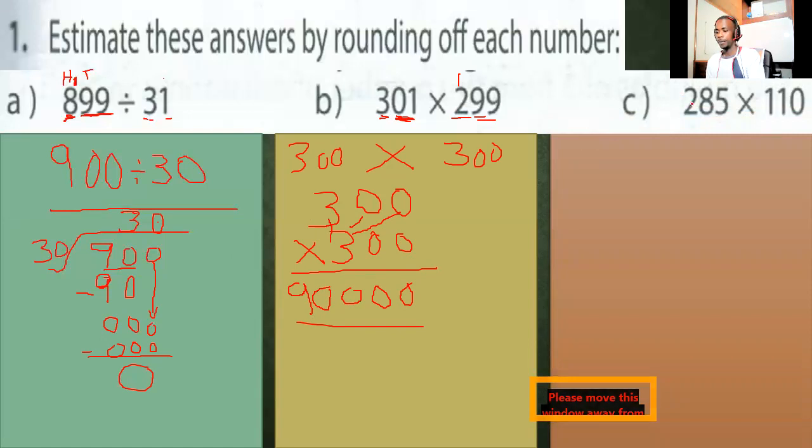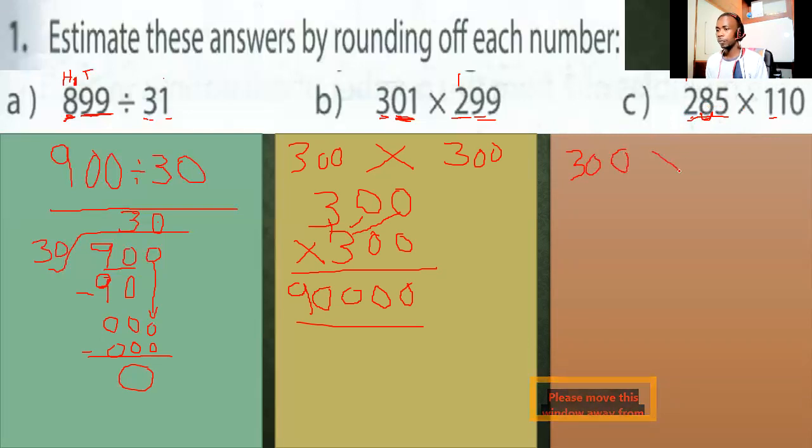Let's go to the next one. 285. I'm going to round off this one again to the nearest 100, and this one to the nearest 100 also. So I look at the tens. 285. 8 is bigger than 5. So I add 1 on the hundreds. So the hundreds are going to change. They become 3. And these two numbers, we reduce them to zeros.